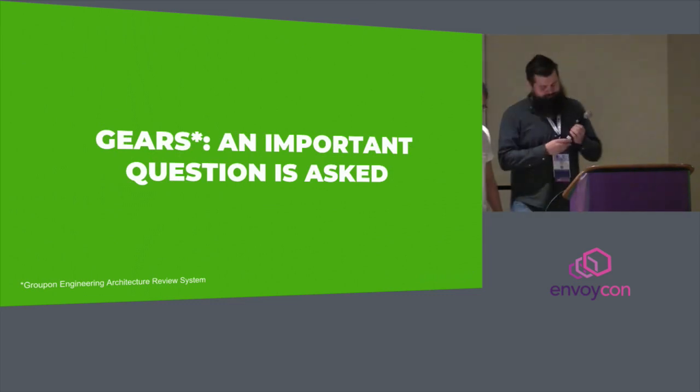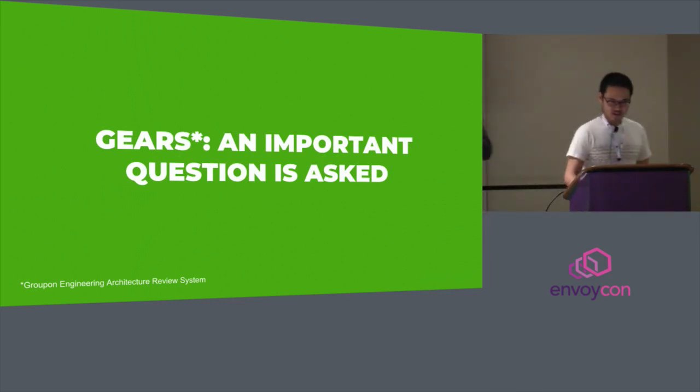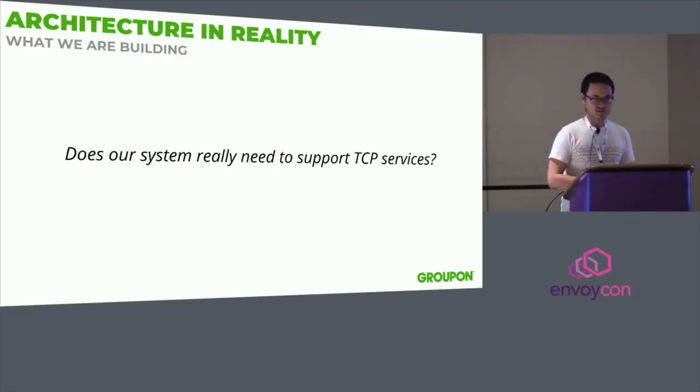Okay, that's a pretty good design. Let's talk about Gears. Gears is the Groupon engineering architecture review system. This is a kind of internal review we have to do for every brand new project. So a bunch of principal engineers will review the design to make sure it makes sense and it will fit our environment. There's one very important question asked. The question was, do we really want to support TCP services?